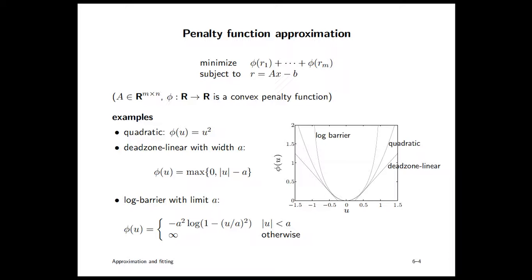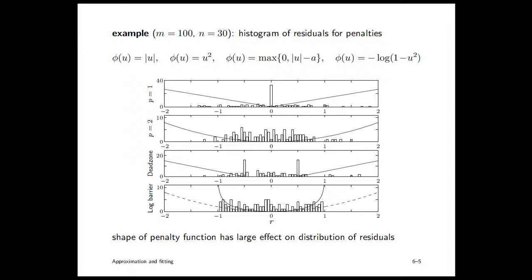So the penalty function approximation problem is obviously a convex optimization problem. And below are the plots of some common penalty functions. And here are four figures showing the four associated penalty functions and the amplitude distribution of the optimal residuals for these four penalty approximations.